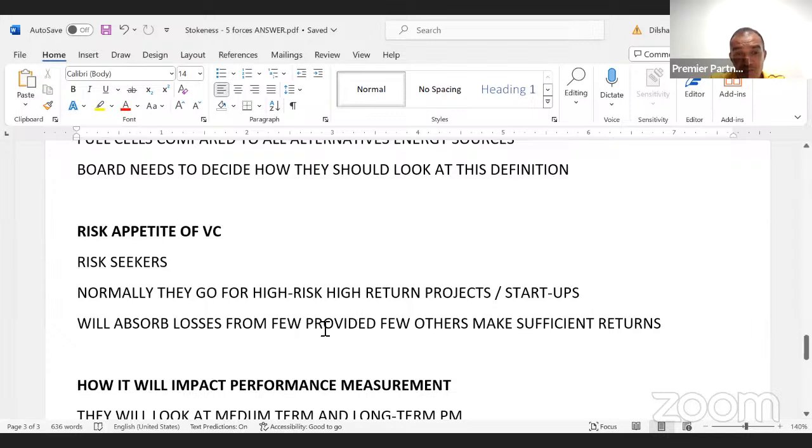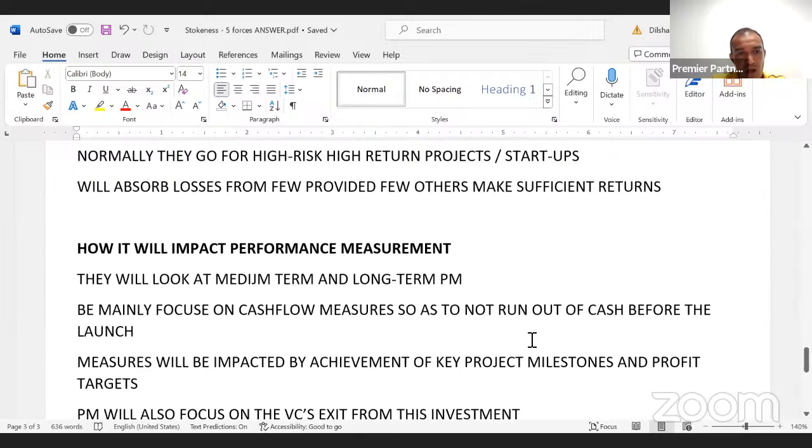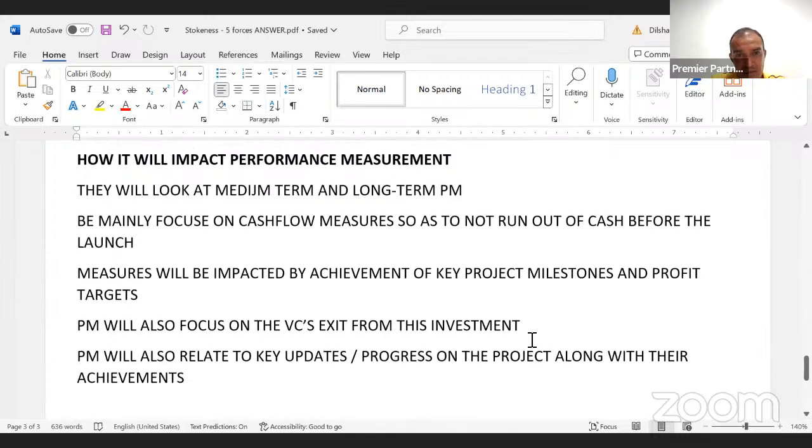Will absorb losses from few, provided few others make sufficient returns. That's what I told you. 8 can make loss, but the 2 has to give returns. How will it impact performance measurement? They will look at medium-term and long-term performance measures, because they know in the very short term they can't make any return, isn't it?